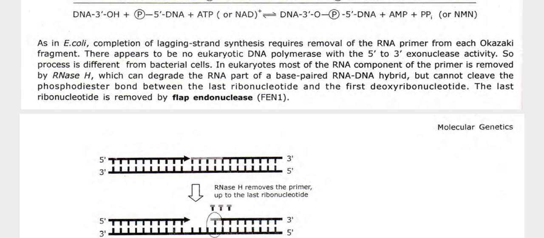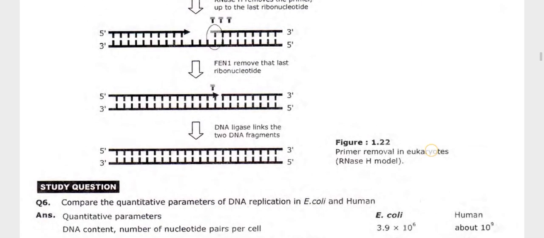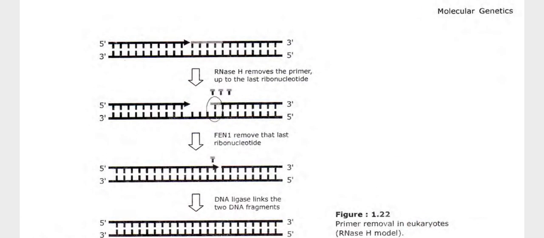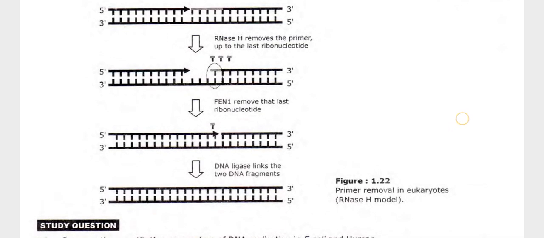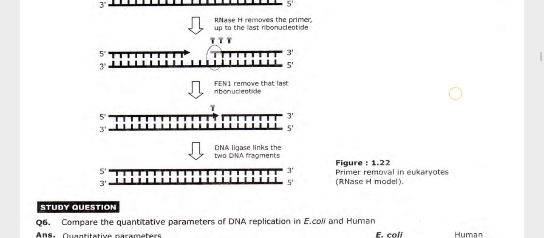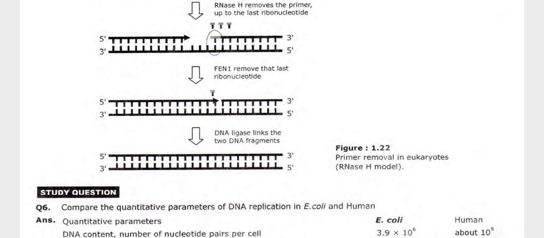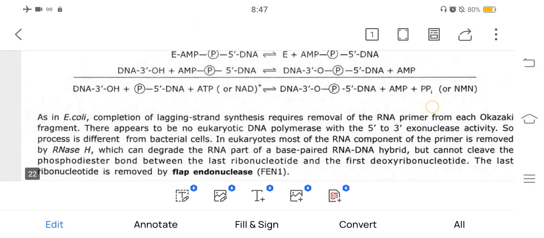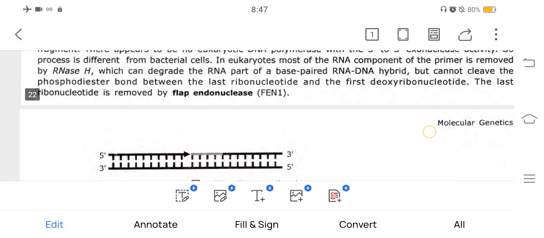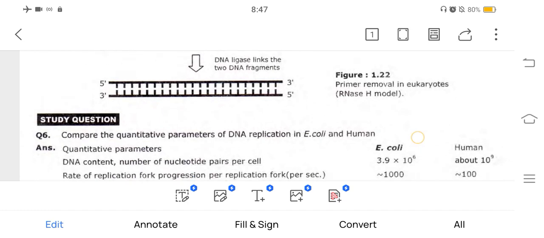So remember RNase H and flap endonuclease. RNase H removes the primer up to the last ribonucleotide. FEN1 removes that last ribonucleotide. DNA ligase links the two DNA fragments. This is primer removal in eukaryotes, the RNase H model. The last one is removed by flap endonuclease, FEN1.